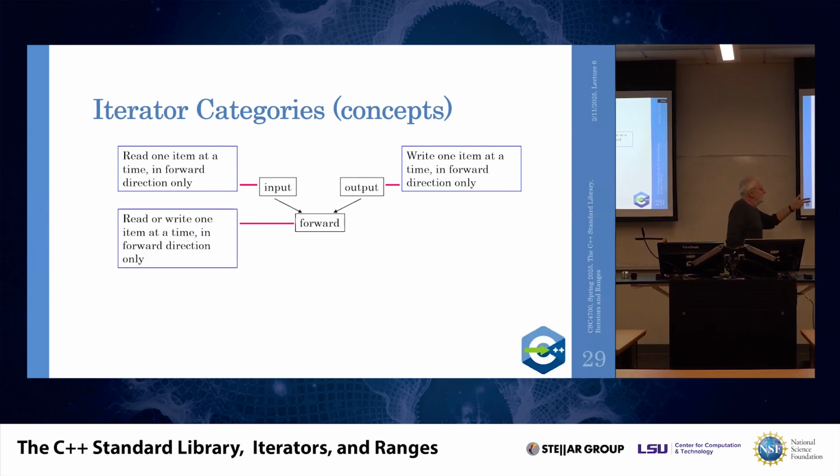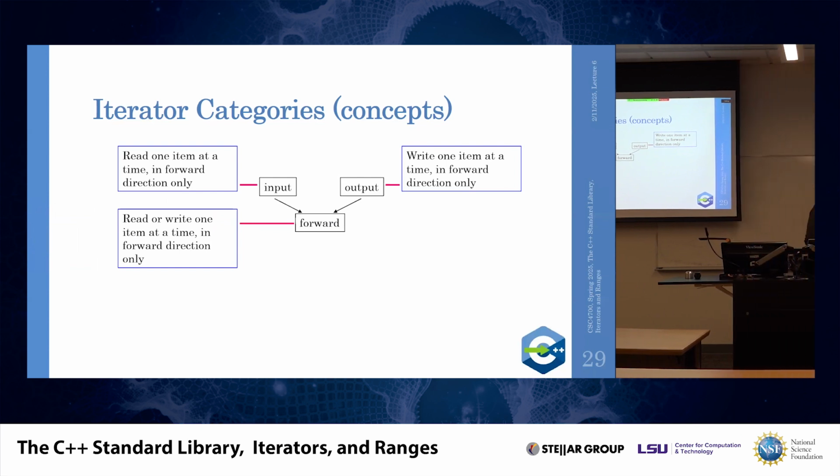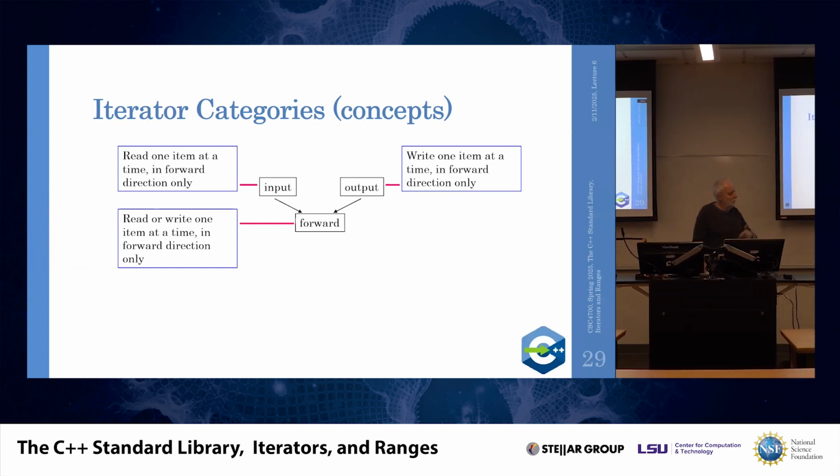If you combine these two, you get to a concept that is called forward iterator, which means you can read and write through the iterator.